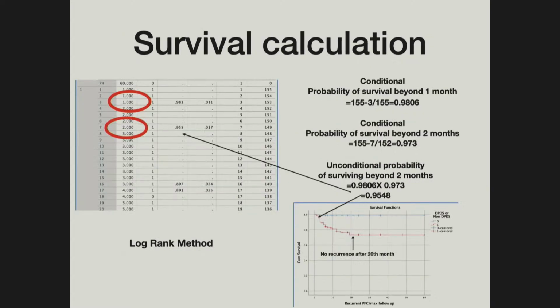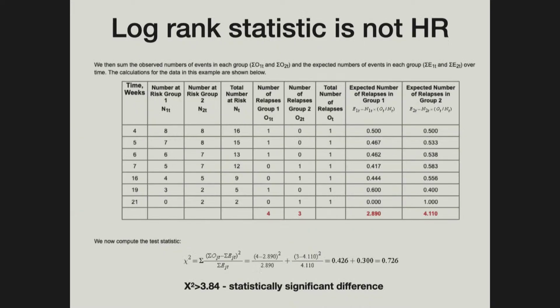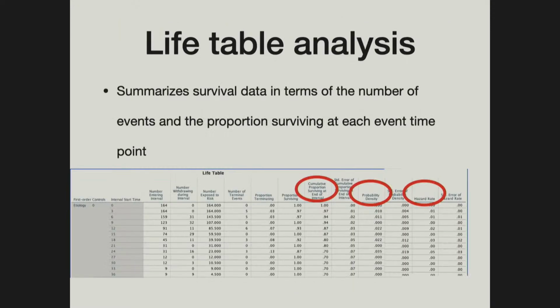This is complex. They calculate the probability of survival at 1 month and 2 months and multiply. Whenever they calculate the unconditional probability of survival beyond 2 months, they multiply these two, and this is how it is calculated in the survival plot. Whenever you are doing a log rank plot or Kaplan-Meier analysis, you will get a log rank statistic. It is statistically significant only if the chi square is more than 3.84. It is not similar to the odds ratio.